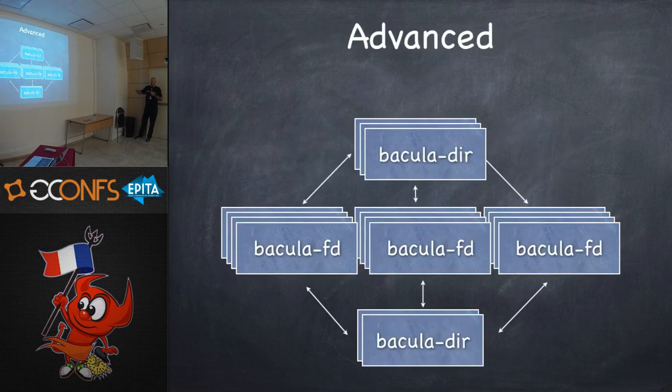Now we're getting a little more advanced here, where you have one directory, you have multiple FDs all contacting it, but you also have another Bacula director that contacts them as well. These can be identically configured so that this FD thinks that that one and that one are identical and they can all connect in. It's just the shared secrets that count when you're connecting through. We'll get into that soon too.